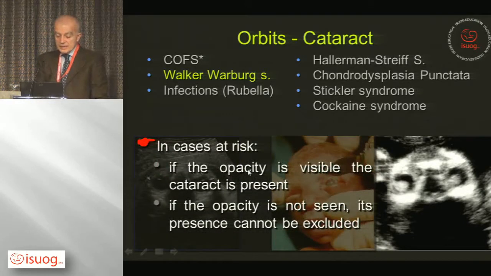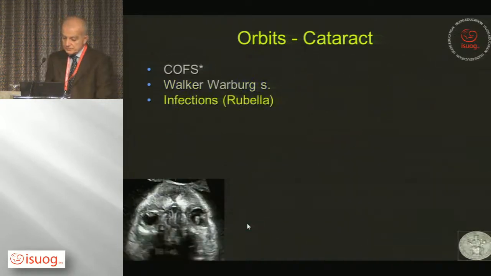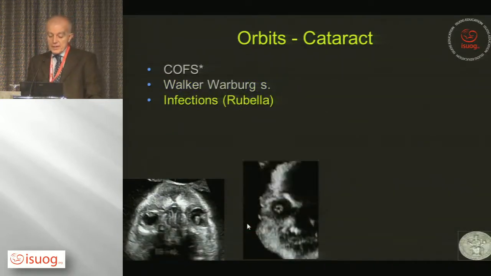And remember that in cases at risk because of congenital cataract, it has been shown in the literature that if the opacity is visible in the fetus, then the cataract is there. If the opacity is not seen, it doesn't mean that that baby is not going to have a congenital cataract. You see here other evidence of cataract in congenital infection.